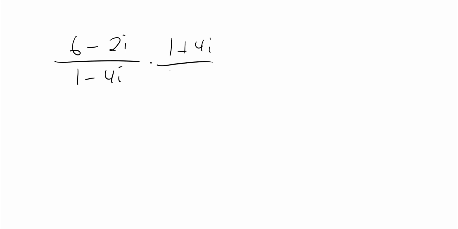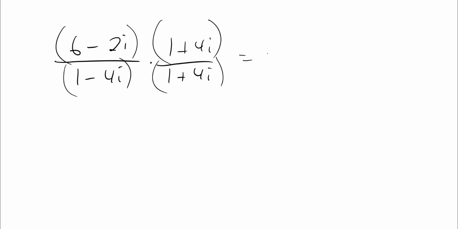Let's do (6 - 2i) over (1 - 4i). I mean, these are all the same stuff, right? It's really the same. Conjugate, man. So it's (1 + 4i) over (1 + 4i). Okay, let's pull it out. Pretty easy. I'm just going to put parentheses around it.